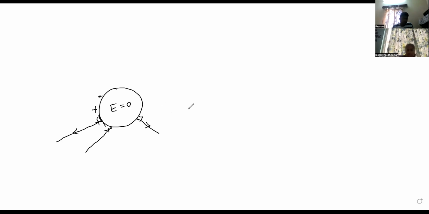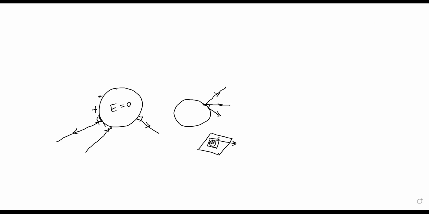Why are they perpendicular? Because suppose they're not perpendicular, suppose they're at some angle theta, then what will happen? There will be a component along the surface and a component perpendicular to the surface. If there is a component along the surface, imagine this is a surface and there is an electron over here, and there is an electric field whose component is along the surface. This electron will start experiencing a force. Yes or no? Correct. So this electron will start to move.